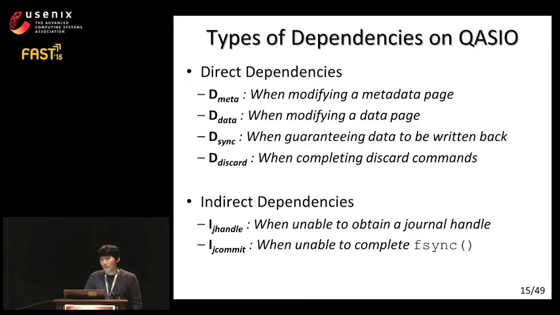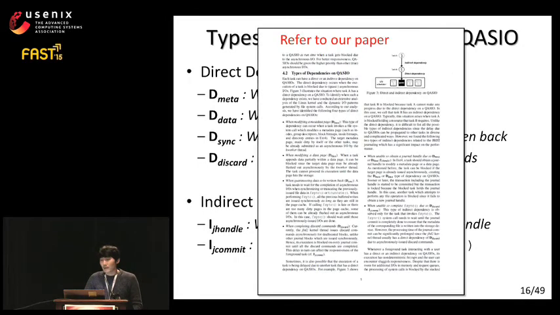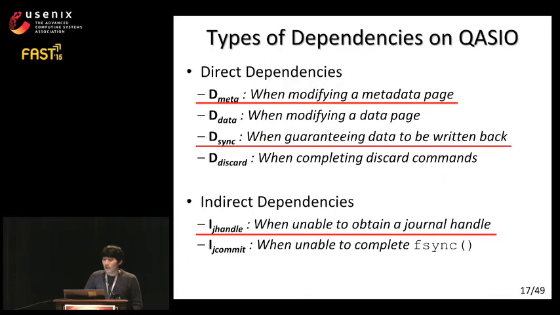We have also publicized all the different types of QASIO dependencies. There are 4 direct dependencies and 2 indirect dependencies. Because we have limited time today, please refer to our paper for the details of all types of dependency. Here I will explain some of them with detailed use cases.